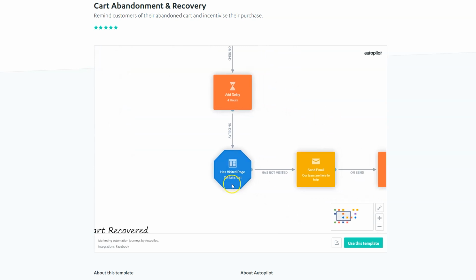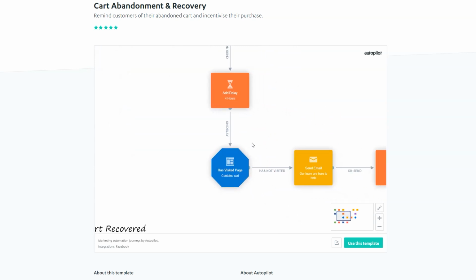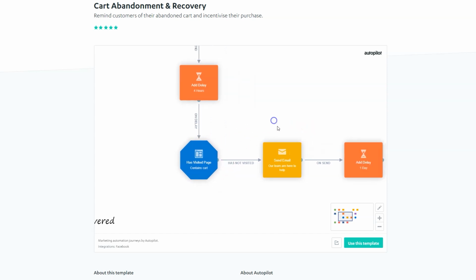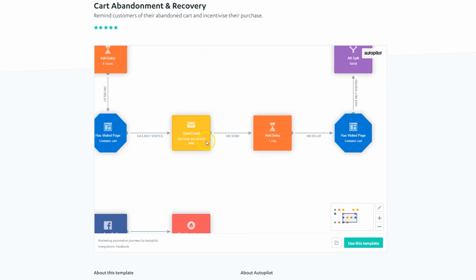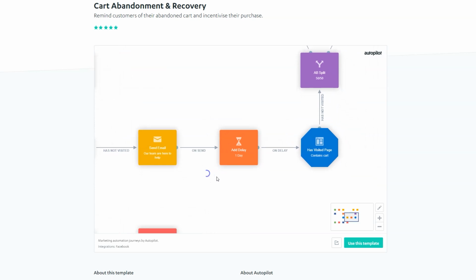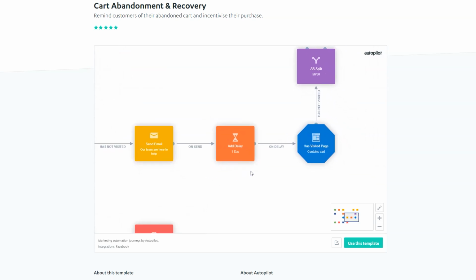And then there's an if here, a condition. If they visited the cart again, and if they have not visited, then you're sending another email here, saying our team is here to help. So basically just continuing to reach out to them and see if they need anything else. See if you can sort of nudge them towards making that purchase.